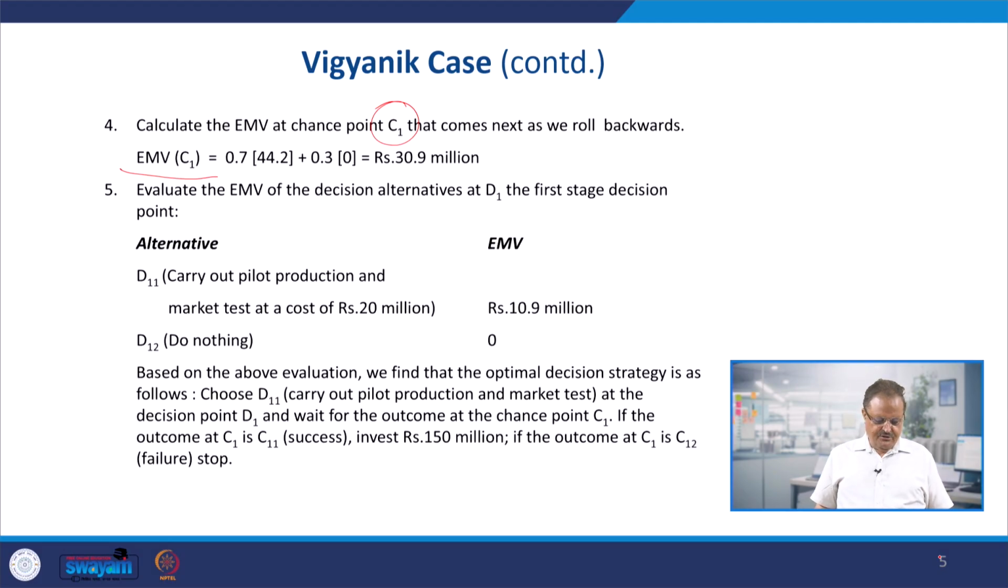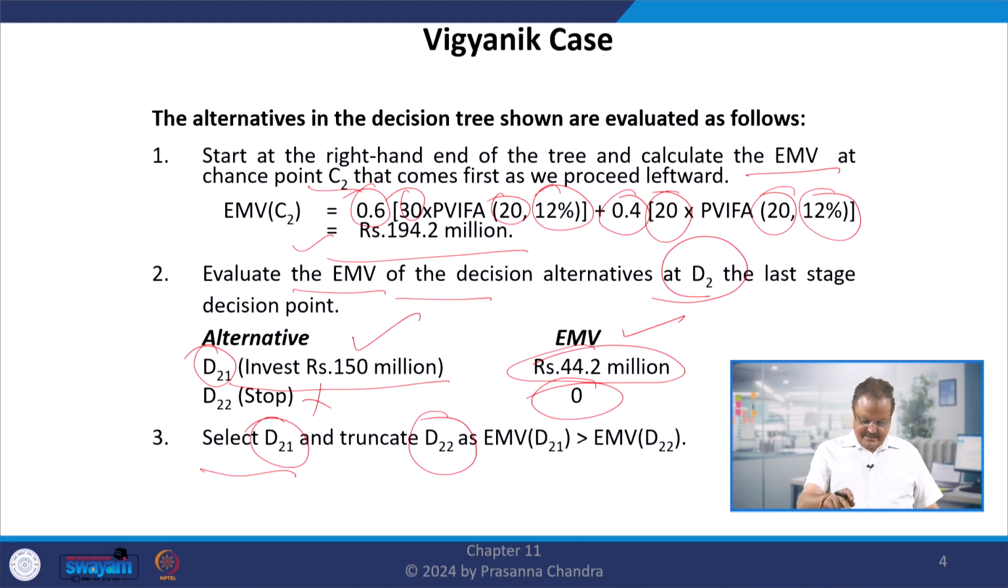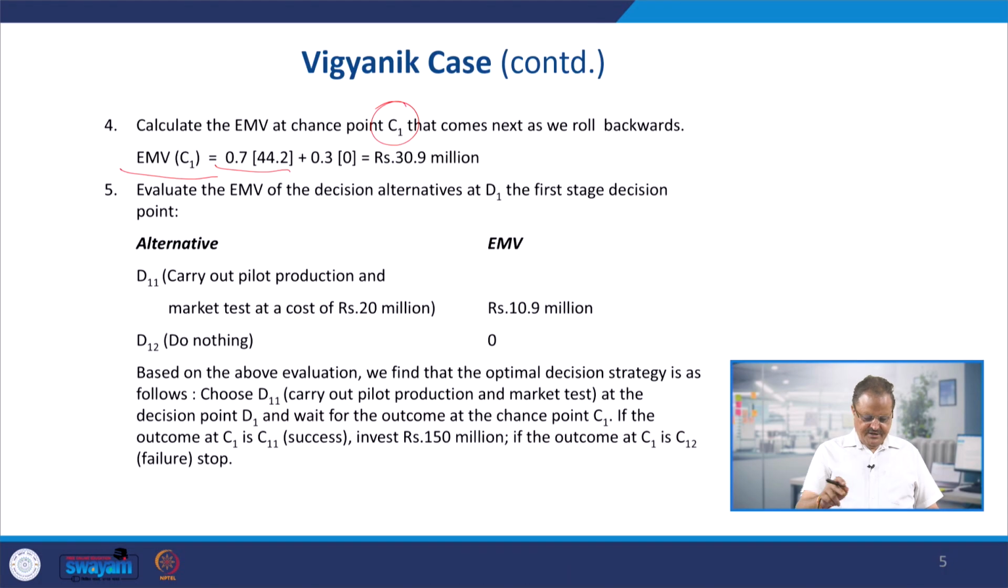So what is the expected monetary value at C1? We are going to take the EMV at D21, which is going to be 44.2. It has to be evaluated with regard to the chance point C1. So the final value is 70% probability into 44.2, that is the expected monetary value at decision 2-1, plus the zero monetary value with the probabilistic estimate of 30%. So the expected monetary value at C1 is going to be 30.9 million.